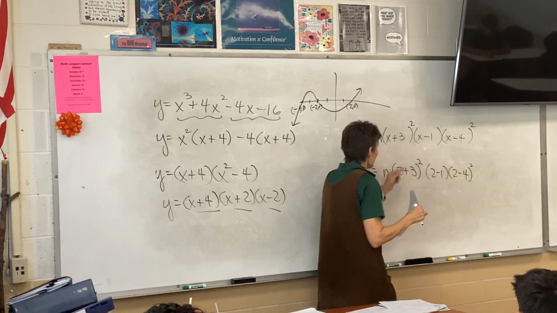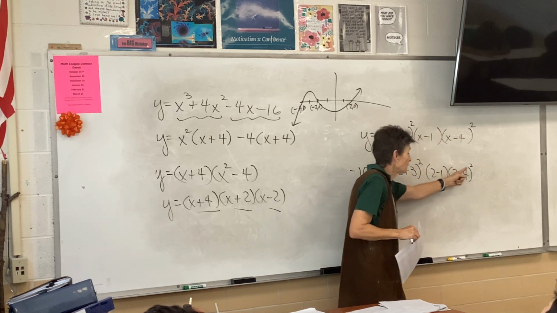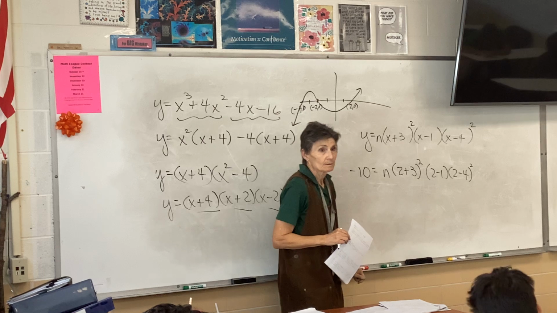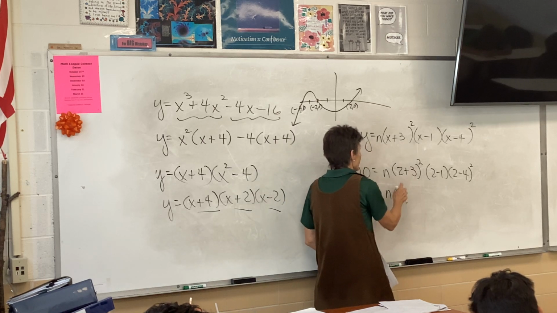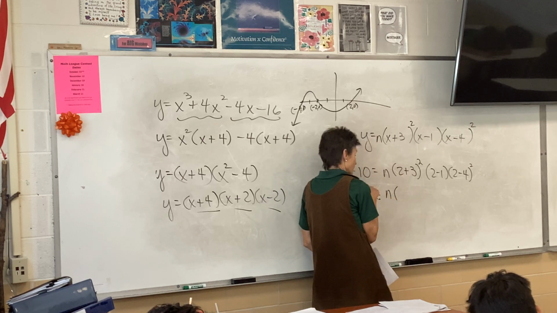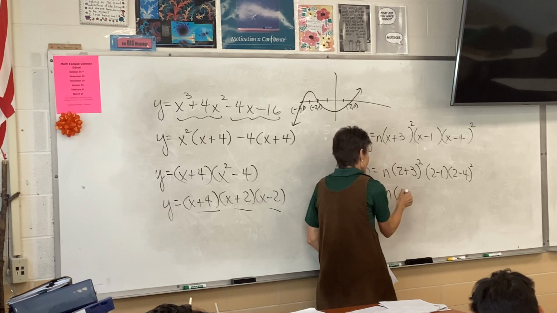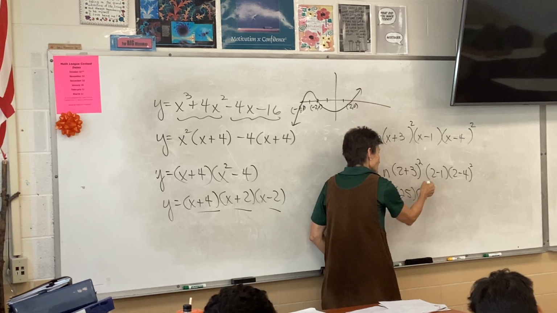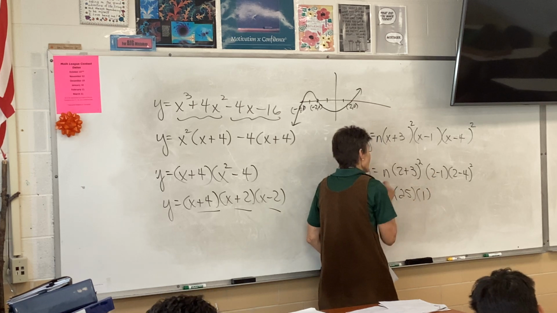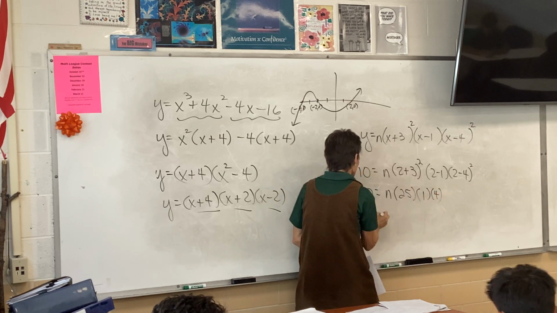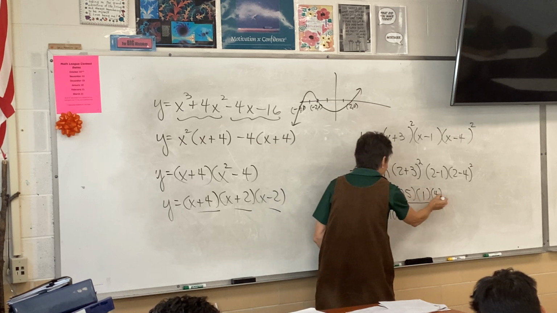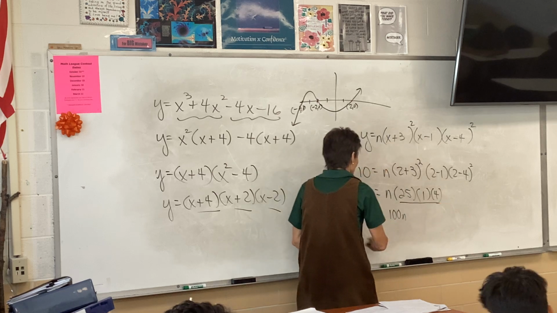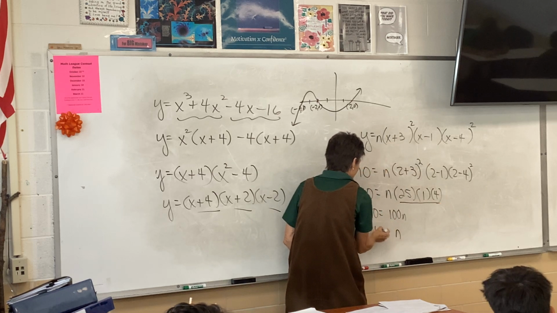Now, you gotta pay attention to those squares, because they come into play here. So negative 10 equals n times, okay, 2 plus 3 squared, 5 squared, 2 minus 1, and 2 minus 4 squared, negative 2 squared. So negative 10 equals 100n, and this is all multiplied. Multiply all that together, always times, times, times. So n equals negative 110.